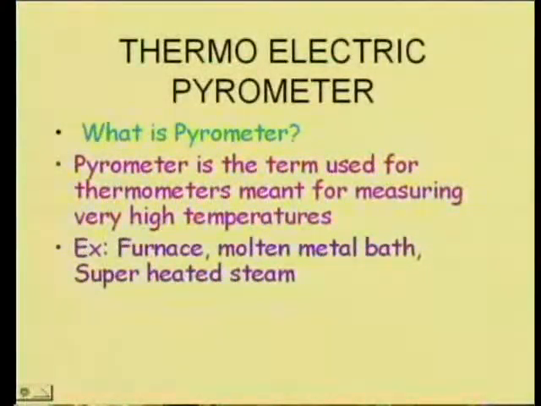Next one is a molten metal bath. When we go for castings etc., certain metals have different melting temperatures. Based on that we have to go for a pyrometer, because generally the melting temperatures of metals are higher. Next one is superheated steam. In thermal power plants, when power is produced, water is converted into steam, and that steam temperature we have to measure. It will be more than 350 degrees centigrade, so generally we go for a pyrometer.